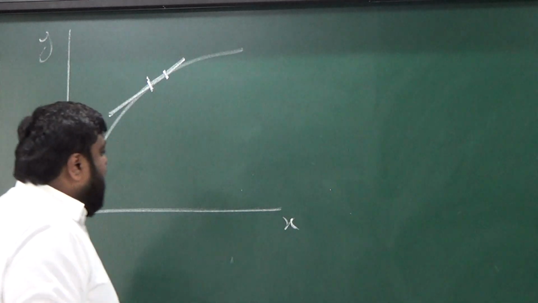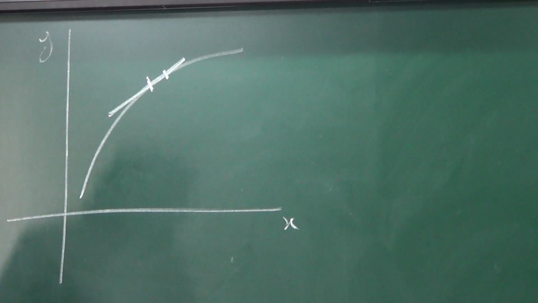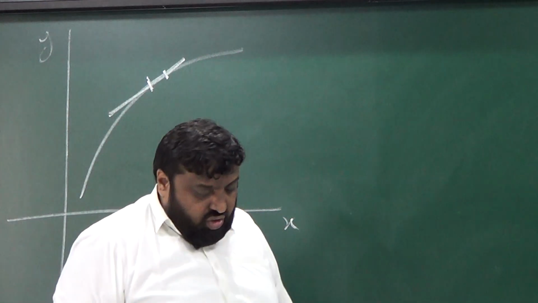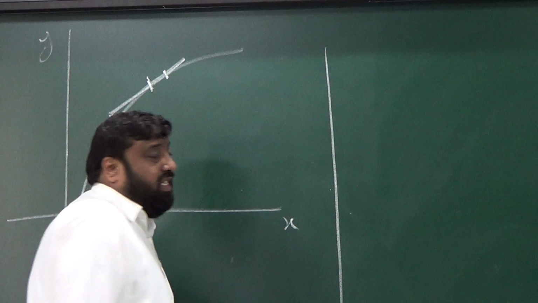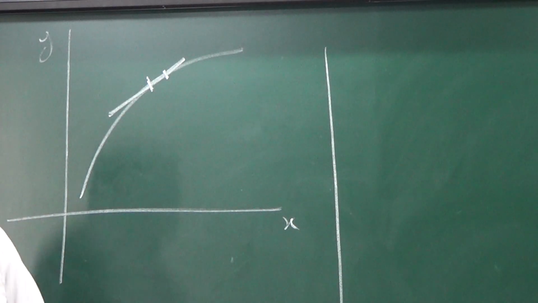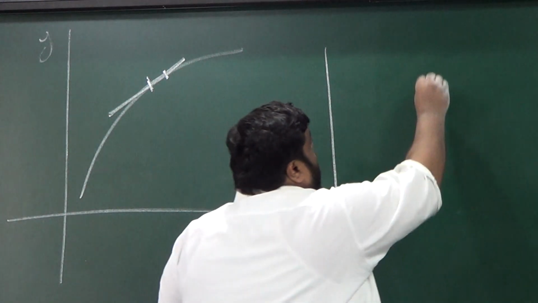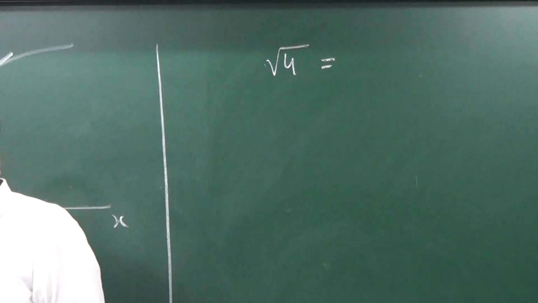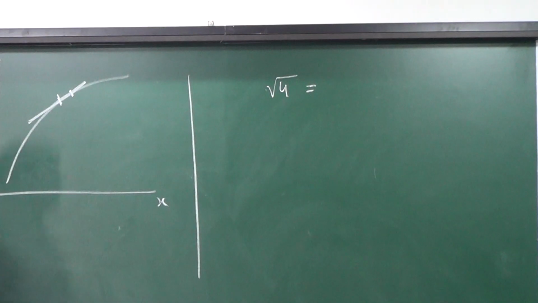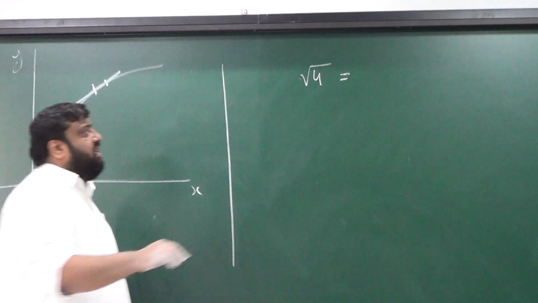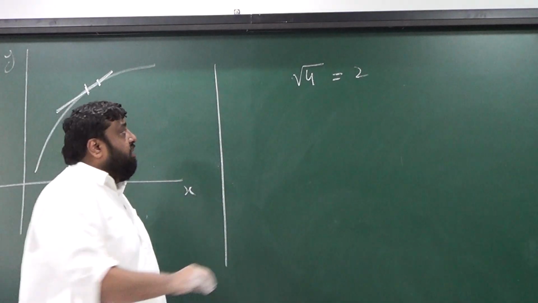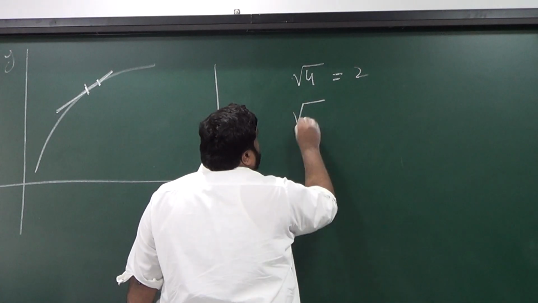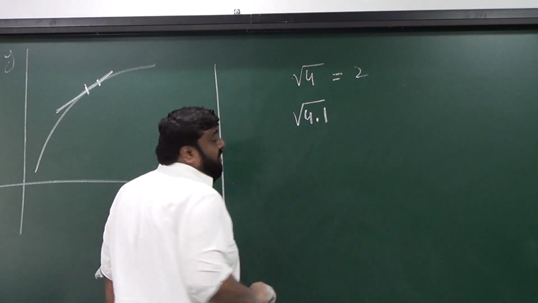To make it more concrete, let me start with a motivating example. Everyone knows how to compute the square root of 4. We know that the square root of 4 is 2. But imagine you have to compute, for example, the square root of 4.1.